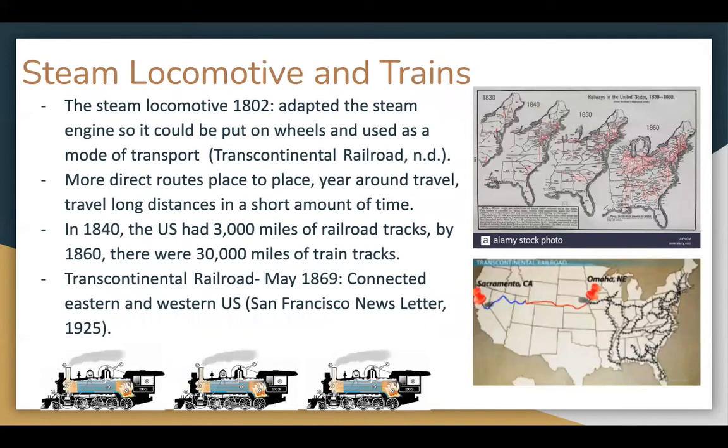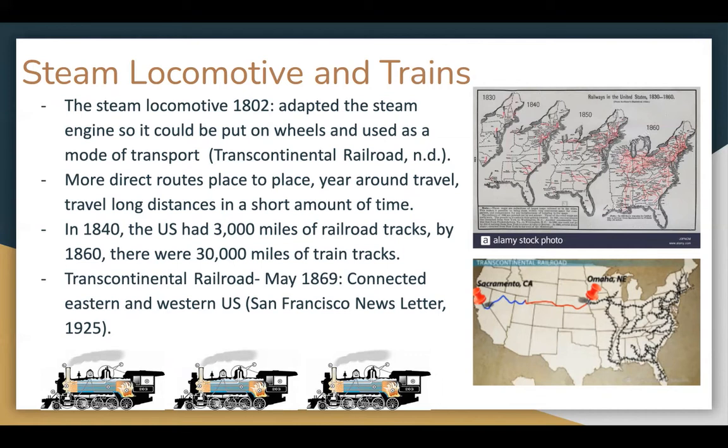Then the steam engine was modified to be used for land transportation. The steam locomotive was invented by Richard Trevithick, an English engineer, in 1802. The steam locomotive was a steam engine that could be used on wheels and used for transport. The steam locomotive was used on trains.